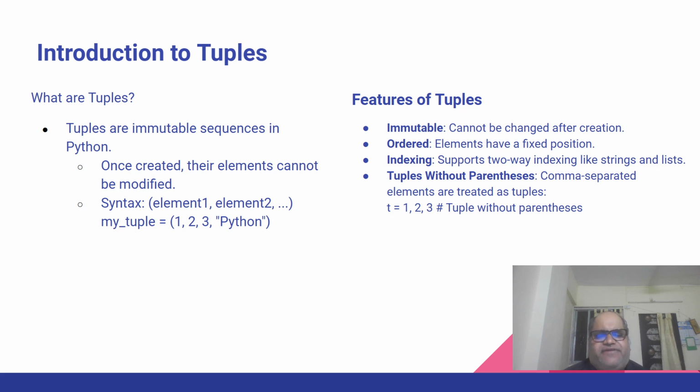So what are the features of tuples? They are immutable. They can't be changed after creation. They are ordered. Elements have a fixed position. Indexing: it supports two-way indexing, like you have seen in the string and list. And tuples can also be assigned without parentheses. So you can have comma separated elements, and they are also treated as tuples. So t = 1, 2, 3 is the same as t = (1, 2, 3), right?